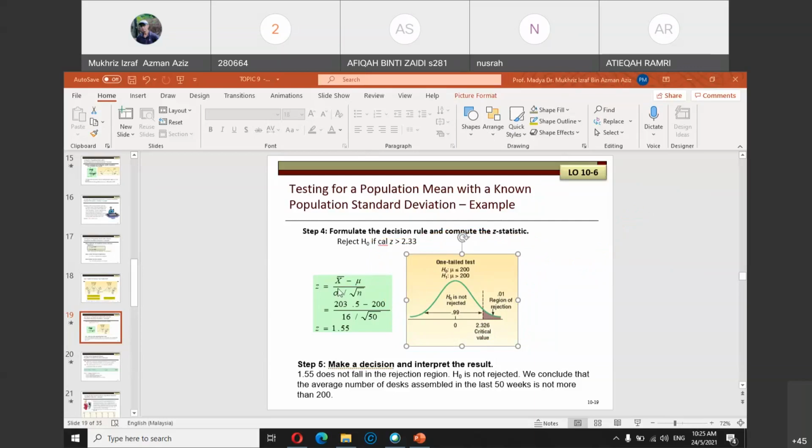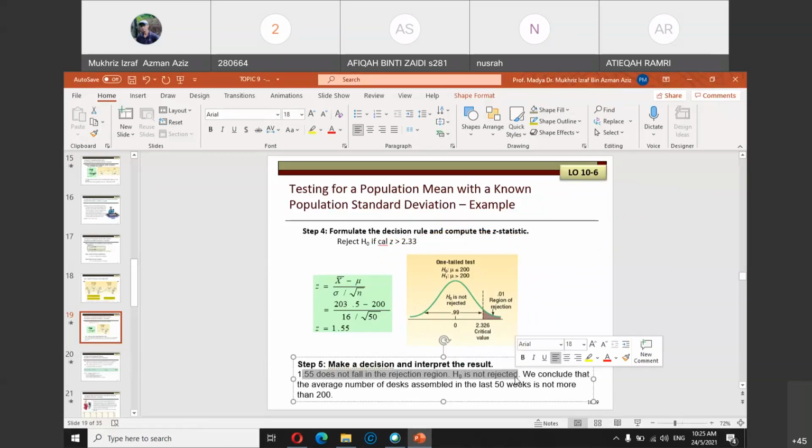And then step number 5, again in this example, because you are doing a one tail test on the right, the answer should be constructed in 3 sentences. First, whether it is inside or outside, and then second, whether you reject or do not reject. The same conclusion you make because the value is still outside the area of rejection, and you add the word not. So the mean is not more than 200. If you reject, it means the mean is more than 200.